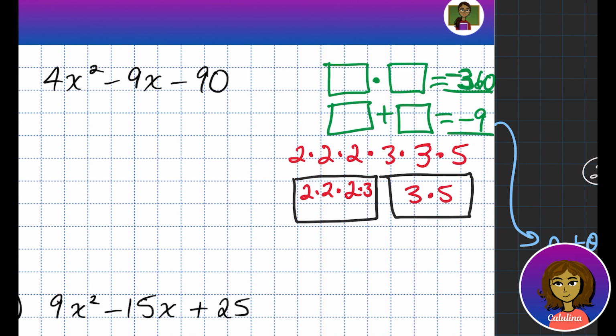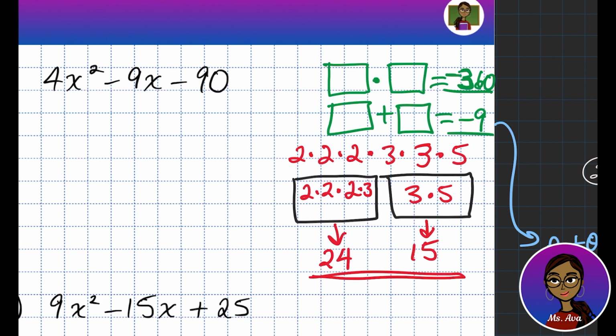So let's say we put one of the 3's over here and we put the 3 times 5 over here. What do we end up with? Well, the second one's going to be 15. Awesome. How about this one? That would be 2 times 2 is 4, times 2 is 8, and then 8 times 3, that's 24, right? Yes, it is 24. All right. Does this work? Can we use a 24 and a 15 to get the negative 9? Oh yeah, we can.